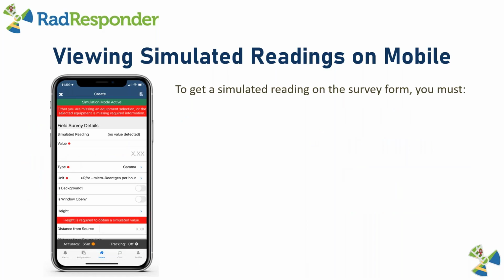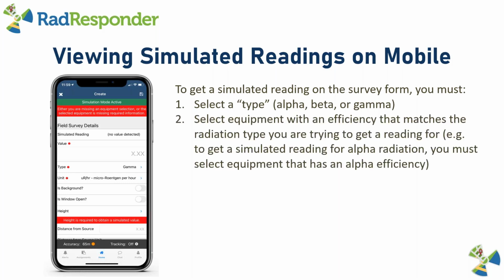So to get a simulated value on the survey form, there are a few things we're going to do. We're first going to select a type. What's the type of radiation that we're measuring for? Is it alpha, beta, or gamma? I need to select equipment, and I need to select equipment with an efficiency that matches the radiation type you're trying to get a reading for. So if I'm going to get a simulated reading for alpha, then I need to make an equipment selection that has an alpha efficiency configured on it.